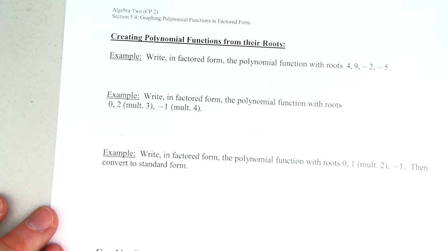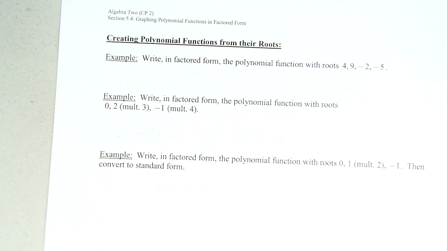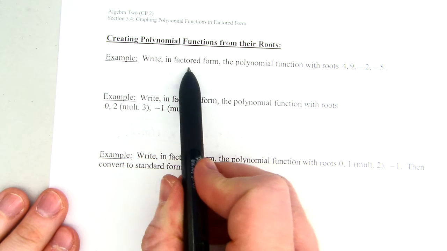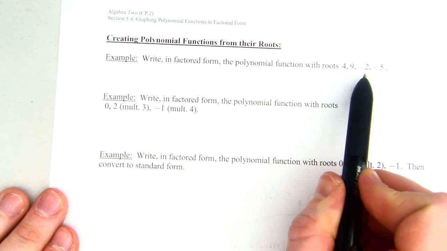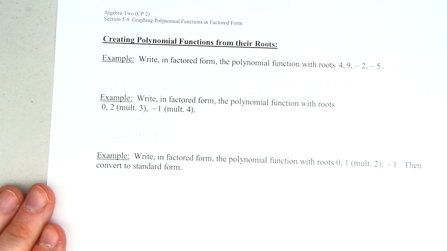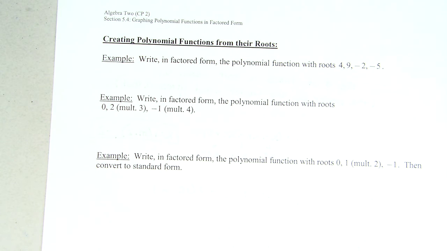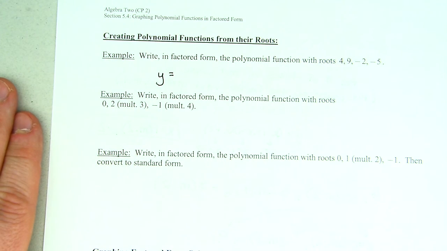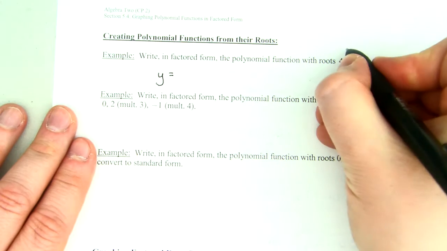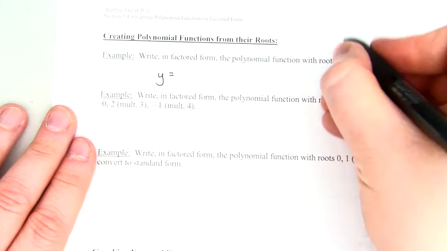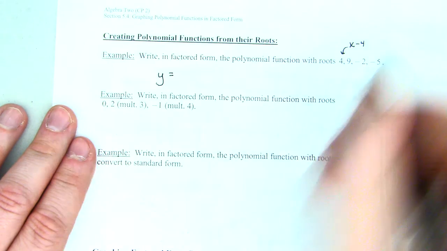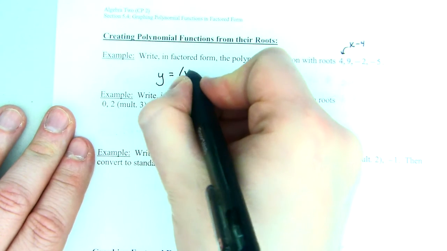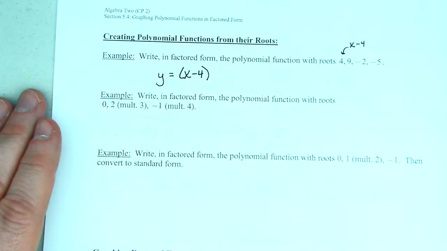Next page, page 14. Now what I want to try to do is create some polynomial functions from their roots. For example, I want to write in factored form the polynomial function with roots 4, 9, negative 2, negative 5. Here's how I'm going to do this. I want a function, so it's going to be y equals. I want a little factor that when I set it equal to 0, I get 4 for an answer. That little factor is just going to be x minus 4. So I'm going to say in parentheses x minus 4.